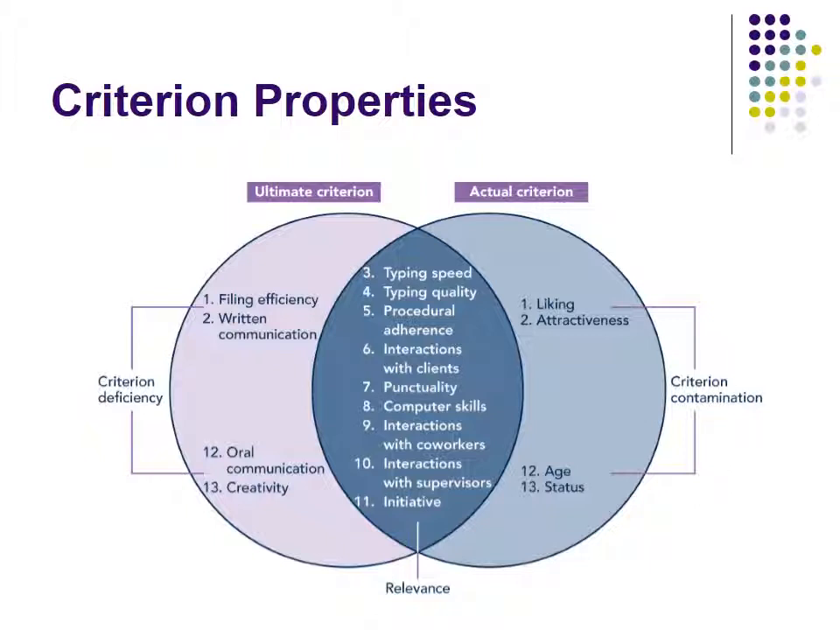Now, criterion deficiency is we have no measure of how efficient they are at filing. We have no measure of their written and oral communication, and we aren't measuring their creativity. So that's deficiencies. Criterion contamination is that we find that some people rate them highly no matter how good they are, just based on how attractive the person is, how likable they are. Some people may actually be rating them poorly because they're young, or maybe their status in the organization. So if any of that's being captured in the ratings, that's criterion contamination. Those are things that aren't related to performance, but we're still capturing in our measurement of performance.